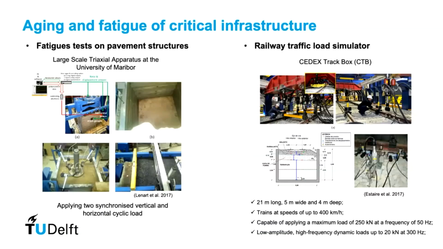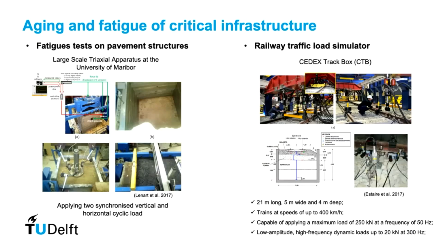So aging in the soil is very important because soil might gain some strength or might lose it. So we need to understand what are the potential paths for each given material and for each given soil-structure interaction. For that purpose, there are some relatively large infrastructures that can help in addressing that. For example, the large-scale triaxial apparatus at the University of Maribor, who is also part of this project, or the track box in CEDEX in Madrid, also part of this project.